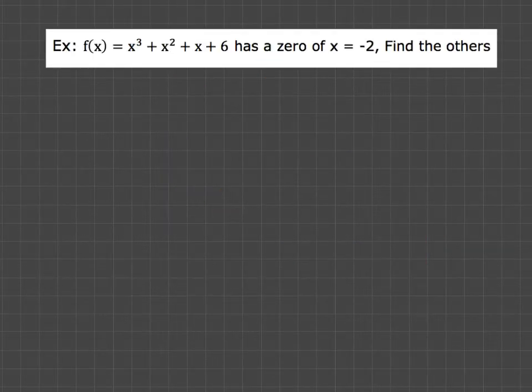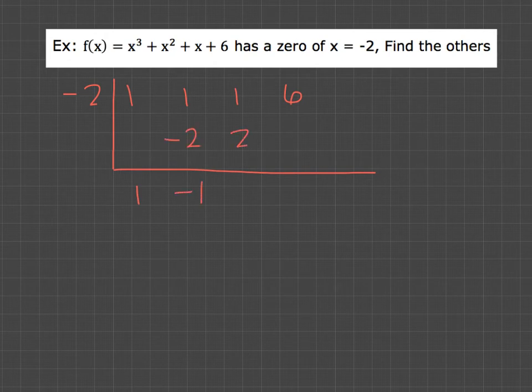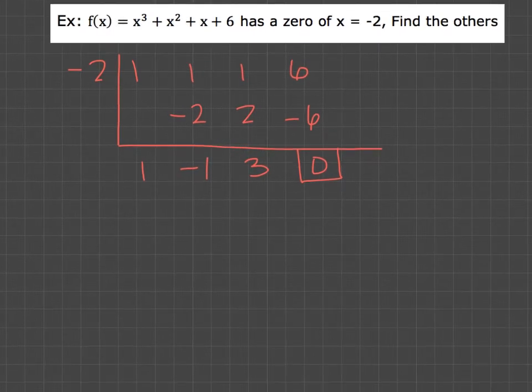Okay, let's look at this example. We have a polynomial function. We're given a zero of negative 2, and we want to find the others, real and not real. So we're going to use our synthetic division, set this up. So bring down that 1, multiply by the negative 2, add down, multiply, add down, multiply, add down, and we get 0, which is what we would expect. That confirms that negative 2 is a zero. And this gives us the coefficients of the other factor.